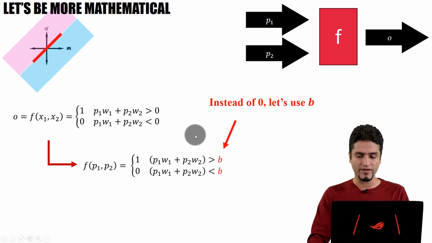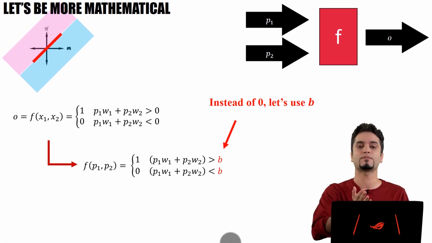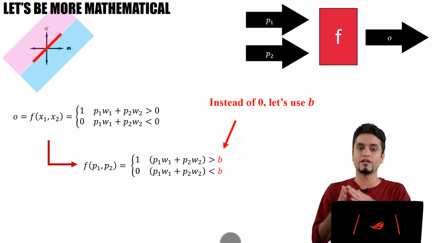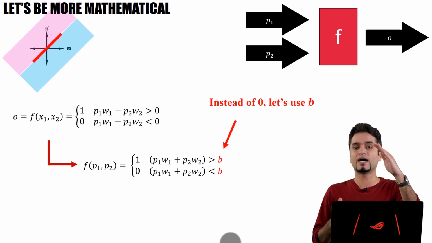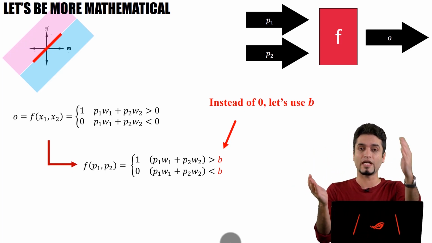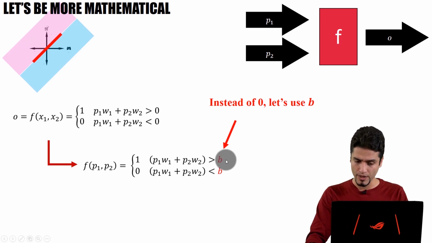So let's take one step further, and instead of 0, I'm saying B. Because if your line doesn't intercept the origin, then you cannot easily say less than 0 or greater than 0. In fact, if the intercept is 1, for example, you have to say if it's greater than 1 or less than 1. And that's what I've done here. So instead of 0, let's use B.